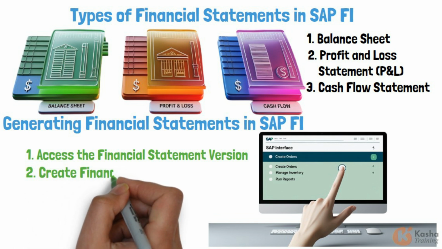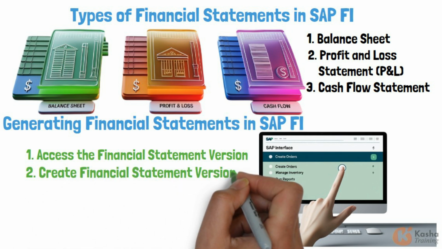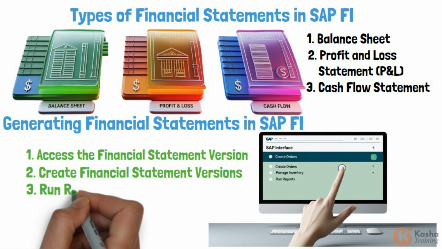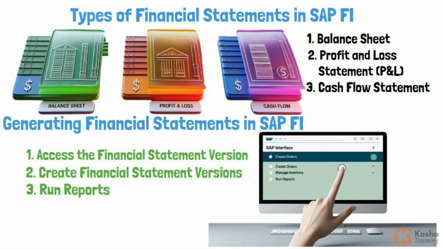2. Create financial statement versions. Click on New Entries to define a new version. Enter details such as the version number and description to categorize accounts appropriately. 3. Run reports. Go to the SAP Easy Access screen. Select Accounting, Financial Accounting, General Ledger, Accounting Information System to run balance reports and generate financial statements.